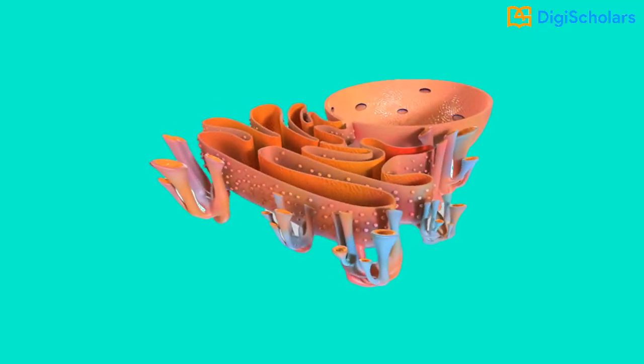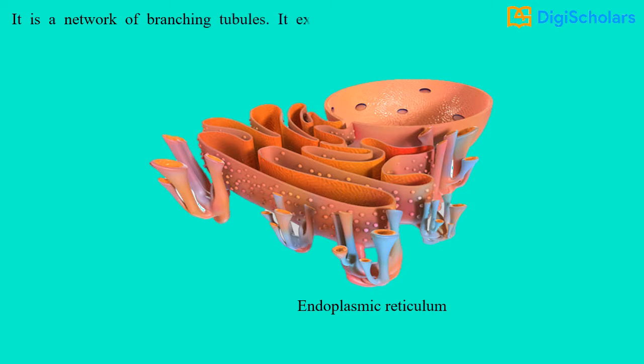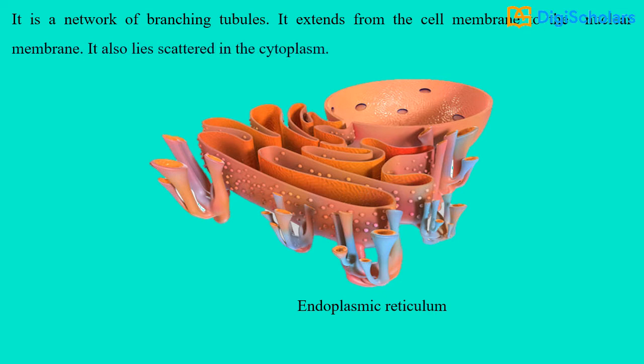Endoplasmic reticulum. Have a look at the picture of endoplasmic reticulum. It is a network of branching tubules. It extends from the cell membrane to the nuclear membrane. It also lies scattered in the cytoplasm.